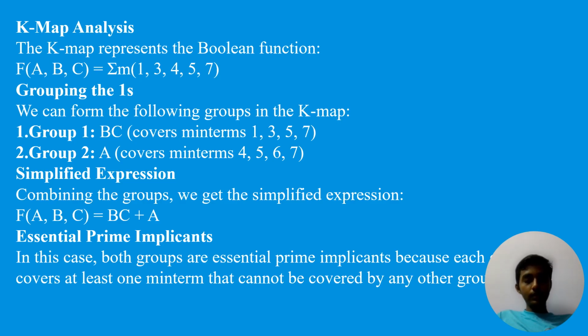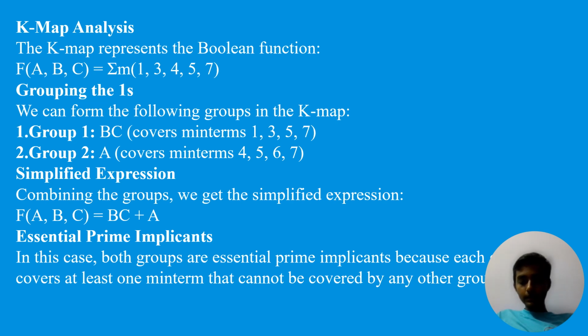This is the K-map analysis for the three input variables which I showed earlier. The K-map presents the Boolean function f(A, B, C) equals summation of 1, 3, 4, 5, 6, for which we have placed ones in those places. Grouping of ones: group 1 is BC, it covers the minterms 1, 3, 5, and 7, and group 2 is A, which covers the minterms 4, 5, 6, 7. Simplified expression: f(A, B, C) equals BC plus A.